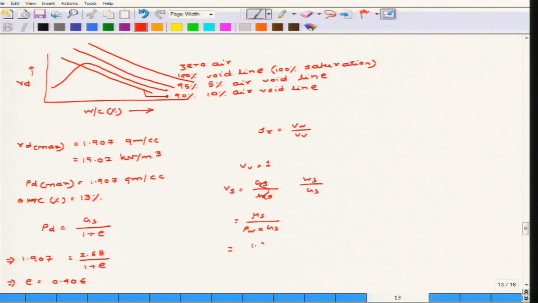So, the mass of solids is 1.907, because at dry density we all know that it only consists of solids and air. So, the mass of the soil mass at that point is equivalent to the mass of the solids, divided by 1 into Gs, which is given as 2.68. So, the volume of solids comes out to be 0.711 meter cube. Since the total volume is assumed to be 1, the volume of voids is 1 minus volume of solids, which is 1 minus 0.711 meter cube, basically equivalent to 0.289 meter cube.